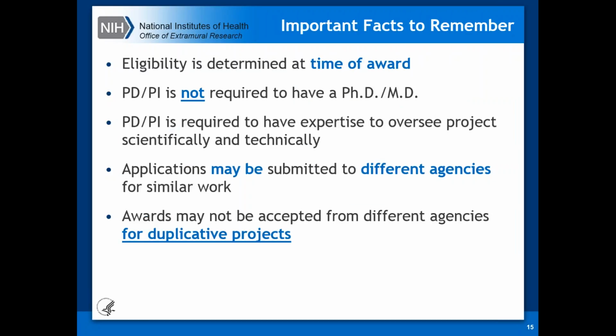Okay. Important facts to remember: what I mentioned earlier is that eligibility is determined at the time of award, not at the time of application. And some folks think that because we're the NIH, a PhD or an MD is required for the research project. The PD, the program director or the principal investigator, is not required to have a PhD or MD. The PD or PI is required to have expertise to oversee the project scientifically and technically. So it doesn't necessarily require a PhD or an MD.